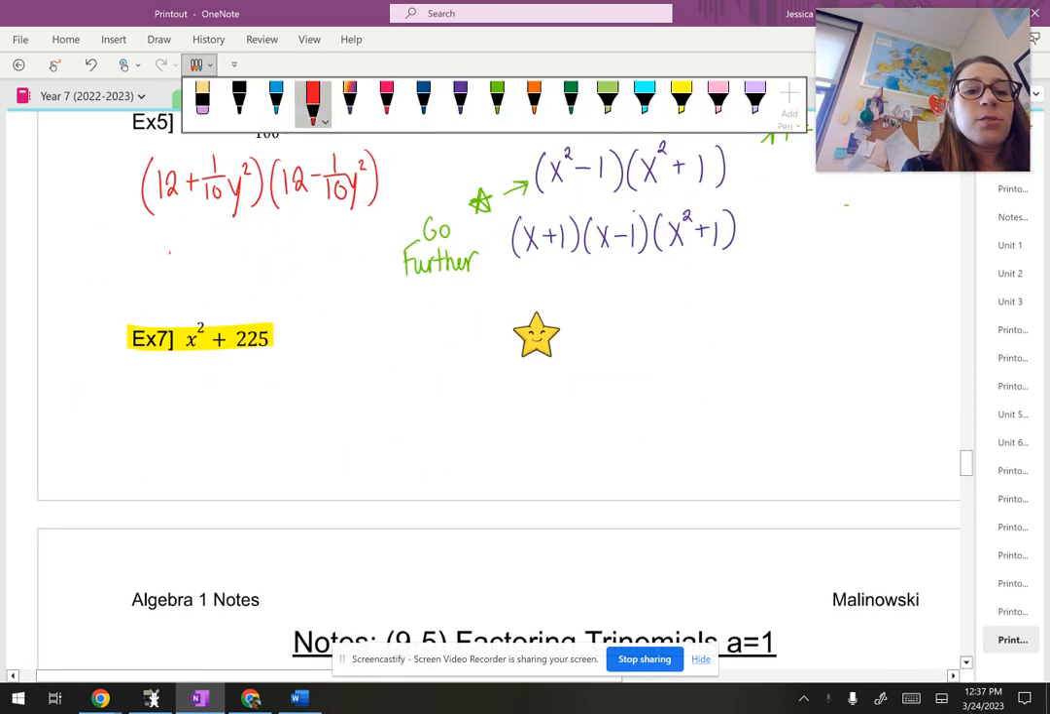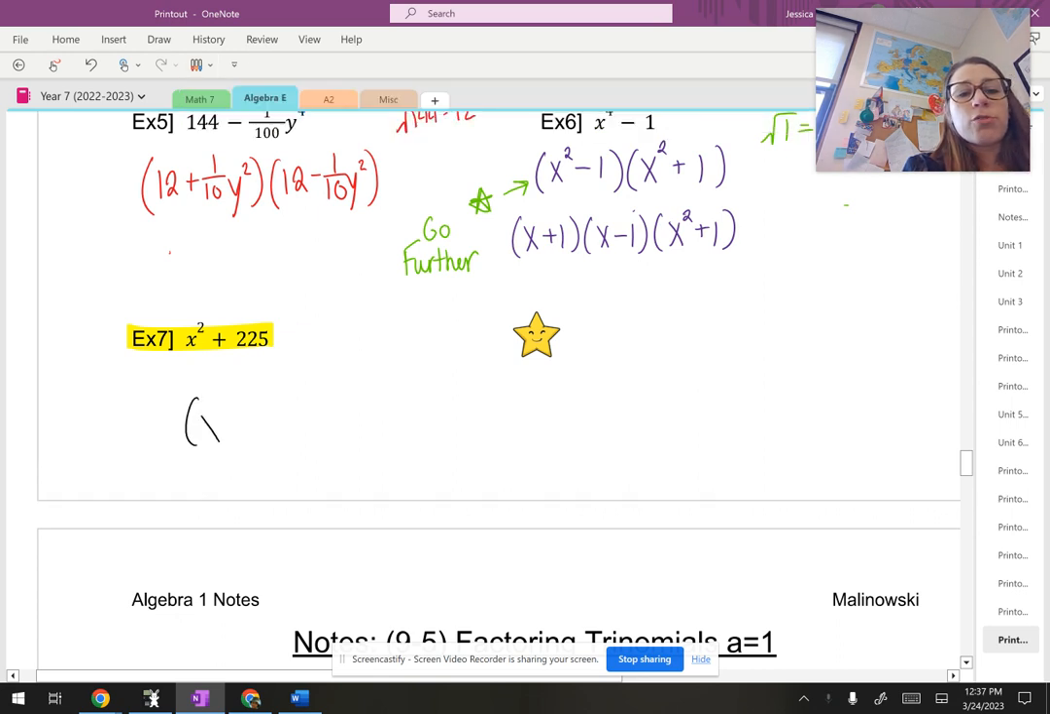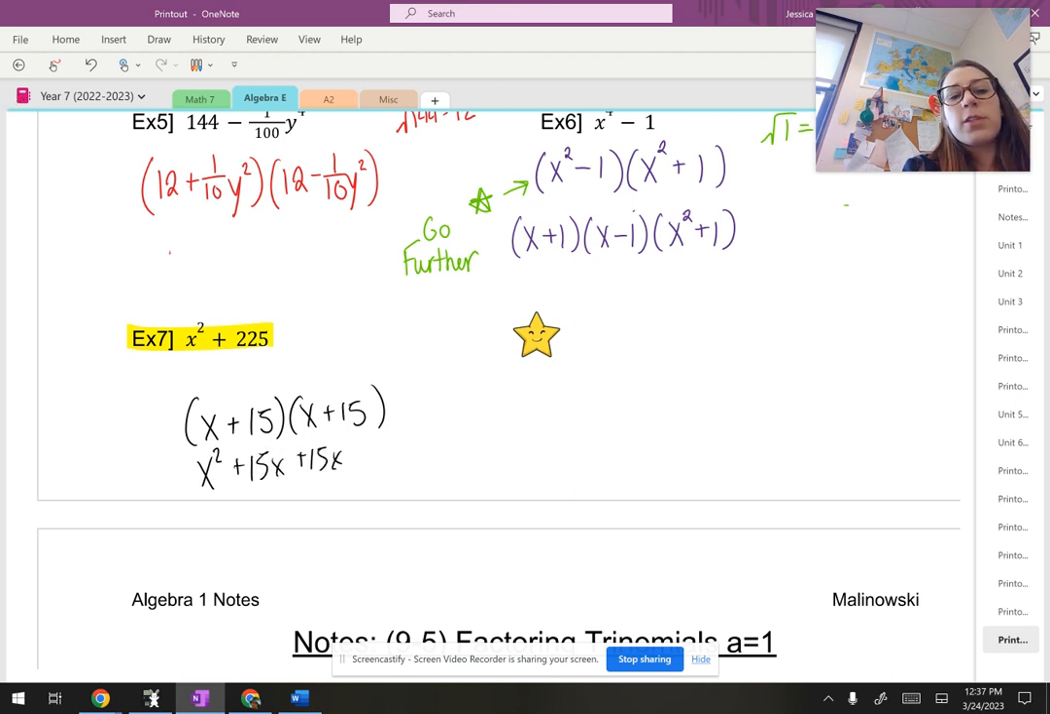In class, you guys told me first off to try x plus, the square root of 225, I don't remember, 15 I think? 15 times 15 is 225? Yeah. So we thought x plus 15 and x plus 15. But the problem is if we do that, we end up with x squared plus 15x plus 15x plus 225. But those 15x's don't cancel, and that doesn't get us back to the original. So that's problematic.